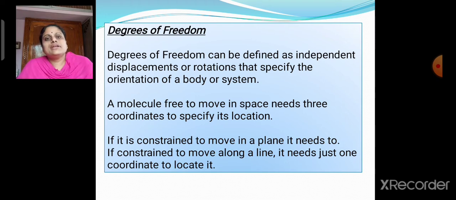Degrees of freedom can be defined as independent displacements or rotations that specify the orientation of a body or a system. That is, a molecule free to move in space needs 3 coordinates to specify its location. If it is constrained to move in a plane, one coordinate is fixed. If it is constrained to move along a line, it needs just one coordinate to locate it.